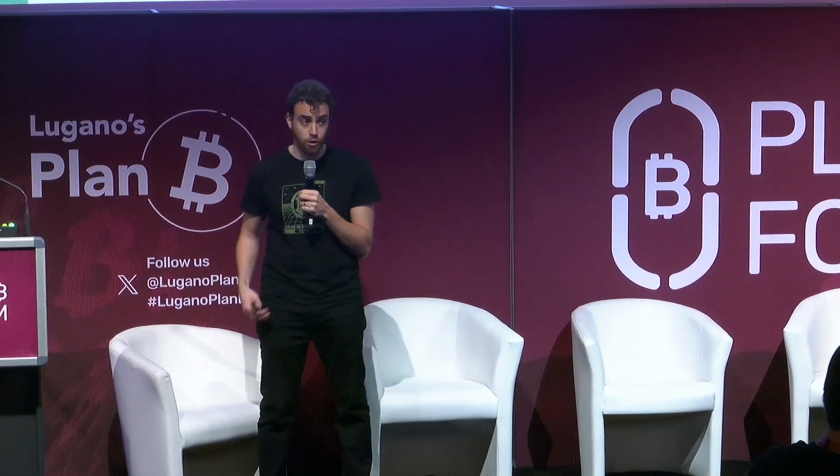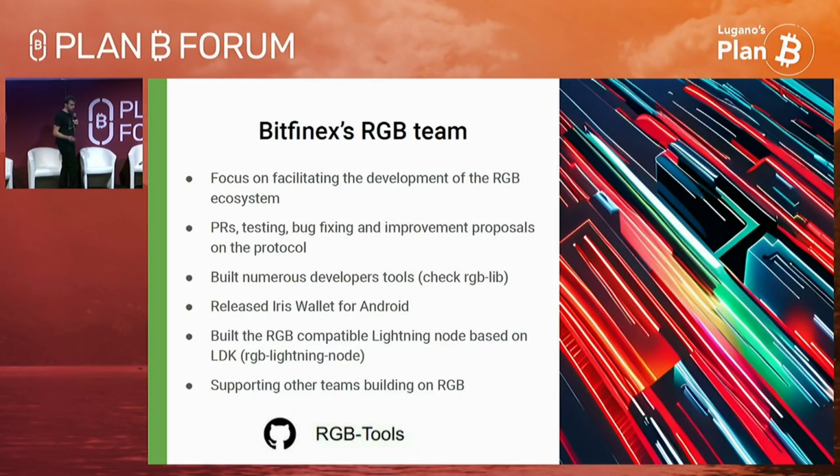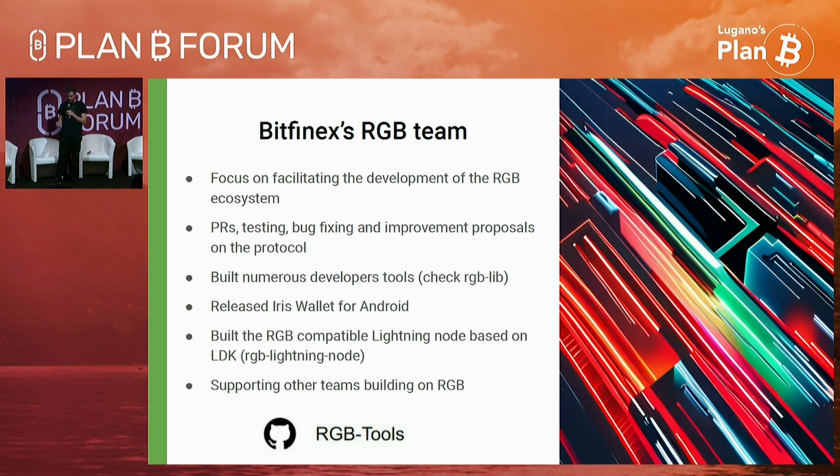The most interesting one is RGB Lib, which is a library to build RGB wallets in a simple way without having to understand all the internals of RGB, which are quite complex. We released a wallet called Iris Wallet for Android. You can find the testnet version on the Play Store. We built an RGB-compatible Lightning node, which we will discuss a bit today. And we also try to support other teams that are building on RGB, in particular with our developer tools.